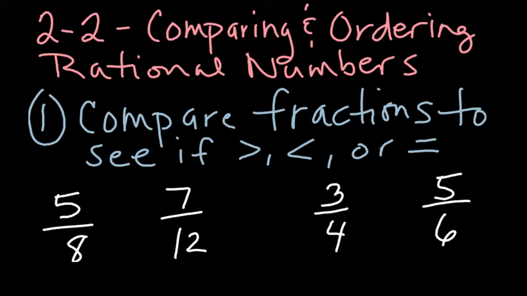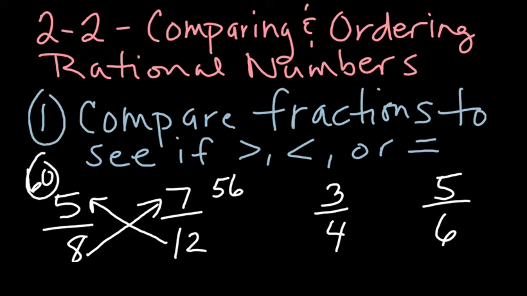The easiest, simplest way to do it is called cross multiply up. So take your 8, multiply it by the 7, and get 56. Take your 12, multiply it by the 5, and get 60. Which one's bigger? 60. That means this fraction is bigger. Well, the answer is greater than.